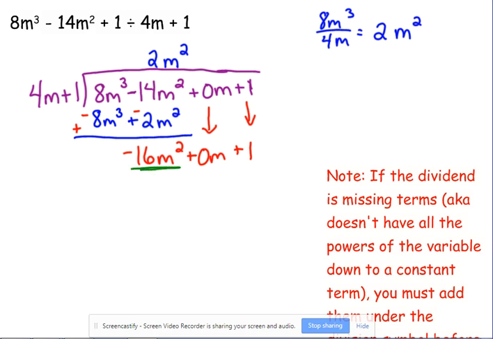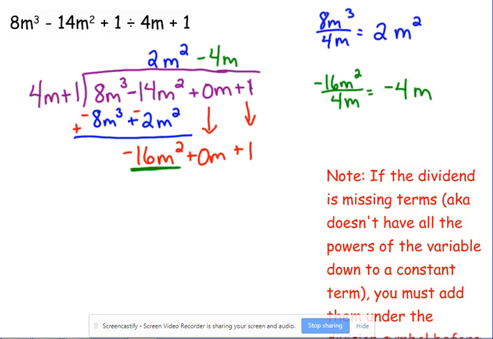All right, next. We take the first term of what's left, so negative 16m squared, and we divide that by 4m. This is just like regular long division. As you're going through a regular long division problem, you don't use the original problem anymore. You use what you've got left down at the bottom. So negative 16 divided by 4 is negative 4. M squared divided by m is m. So that goes next up here.